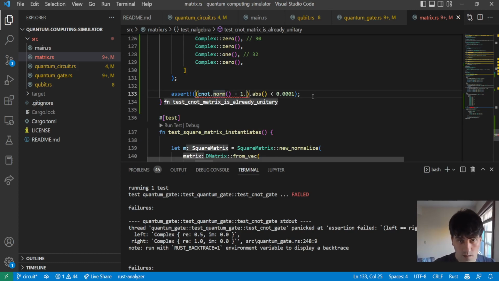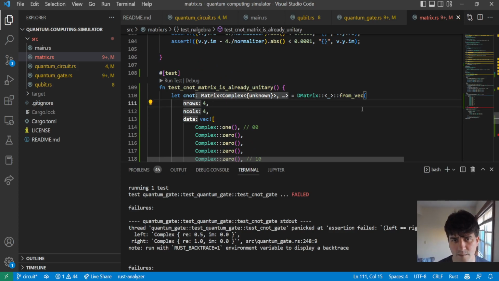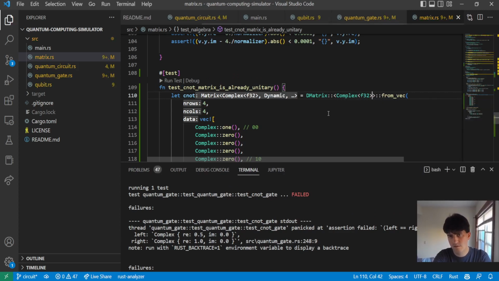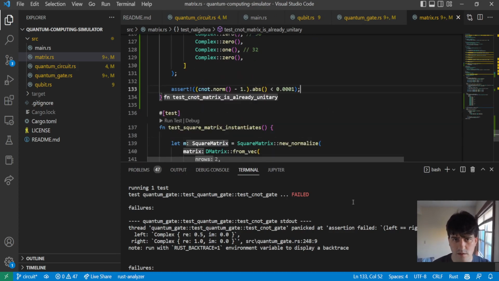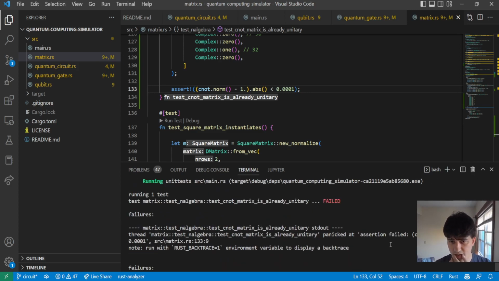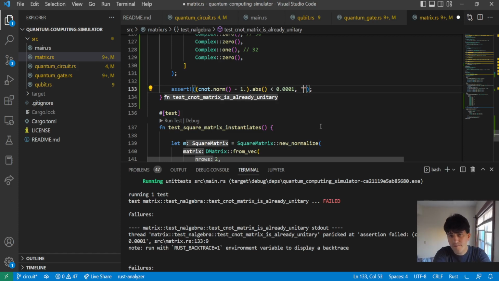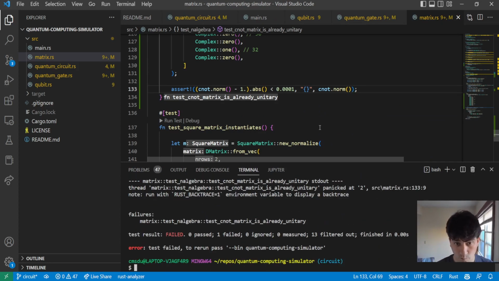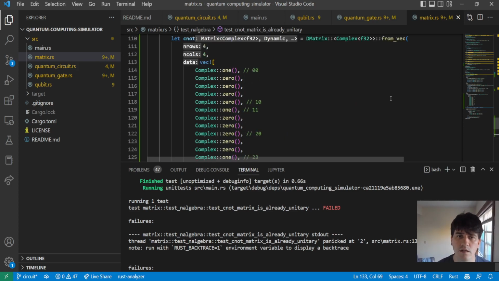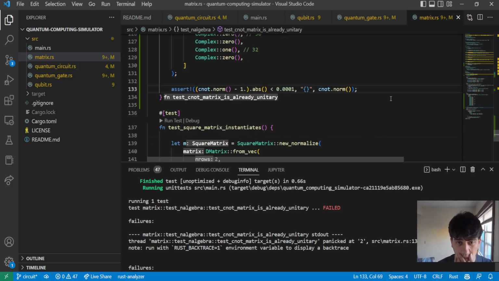Now we're back in this situation, which we saw before. D matrix of complex F32s. Okay. So I'm kind of expecting this test to fail. Test CNOT matrix fails. And why are we failing? We're failing because the size of this is 2, apparently. Don't really believe you.